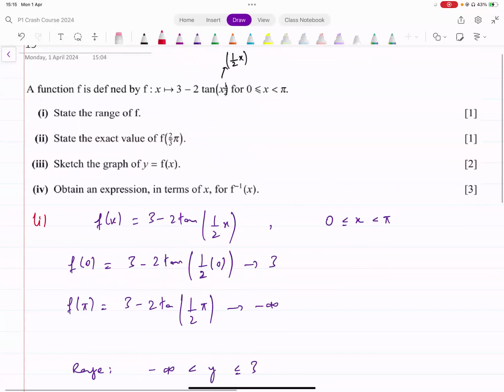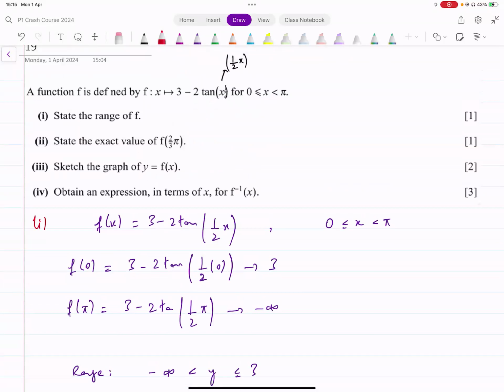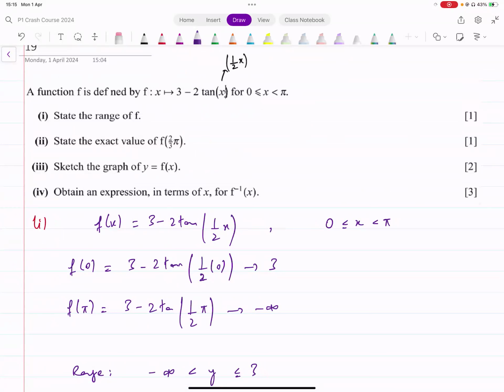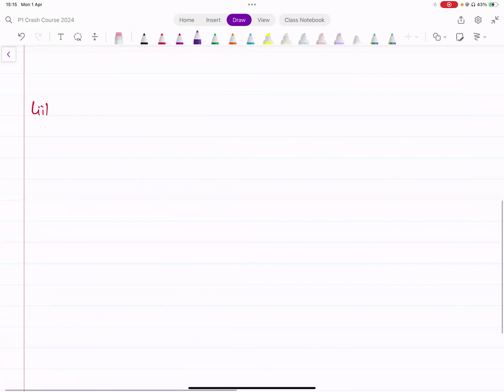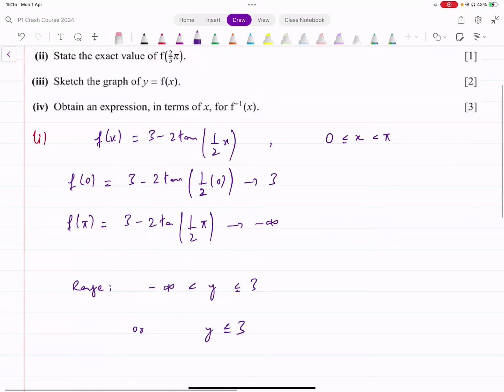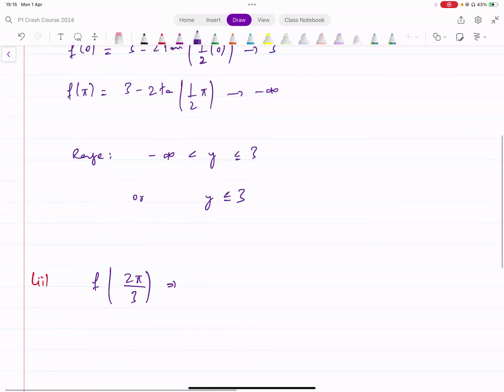Part 2. It says state the exact value of f of 2 pi over 3. In fact, I think you can try the rest of the parts now. We understand the range. The rest of the parts are simple trigonometry. I'll just tell you about part 2, f of 2 pi over 3. I'm not going to spend time sketching the graph. You can do that using the table function. F of 2 pi over 3, what's that?